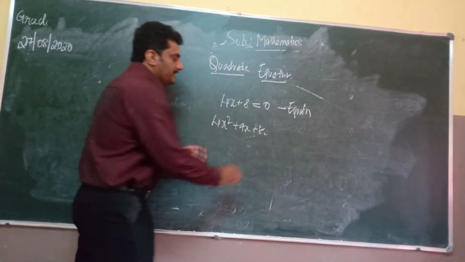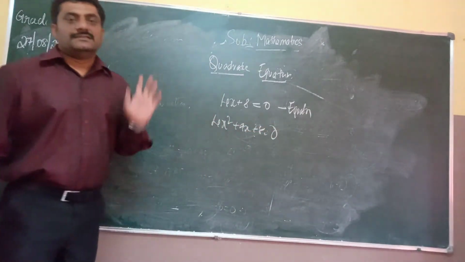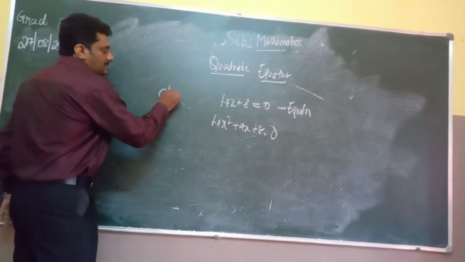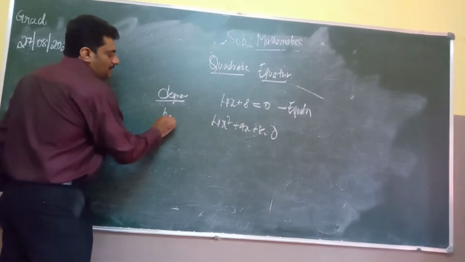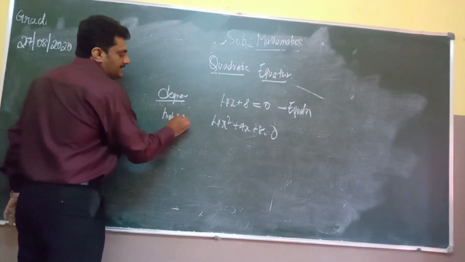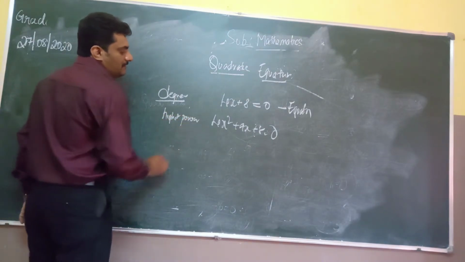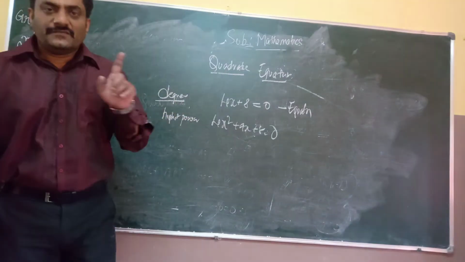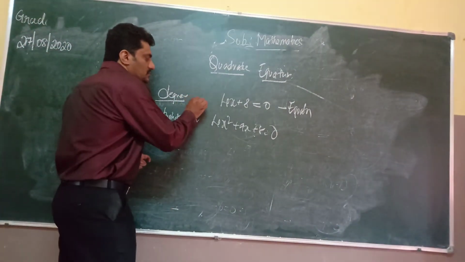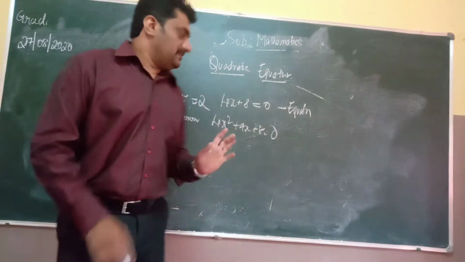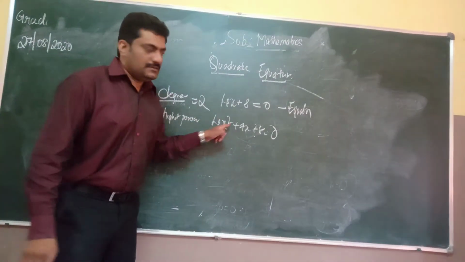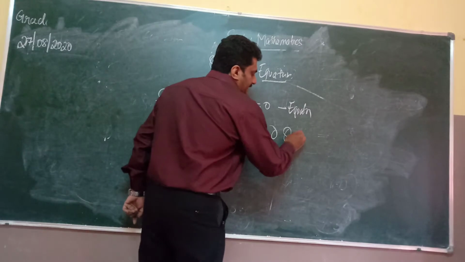Quadratic is nothing but the degree of an equation. The degree means highest power. If the degree of an equation is 2, then it becomes a quadratic equation. Here it is 2. So this is a quadratic equation.